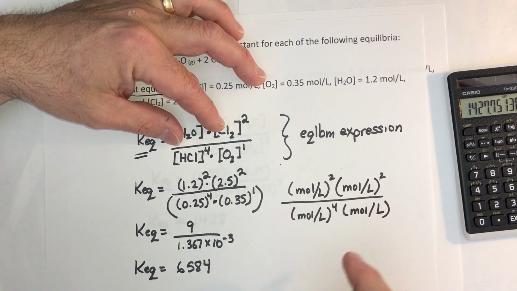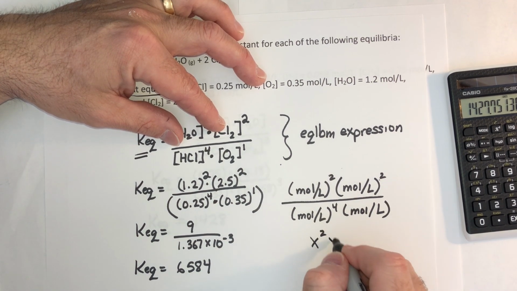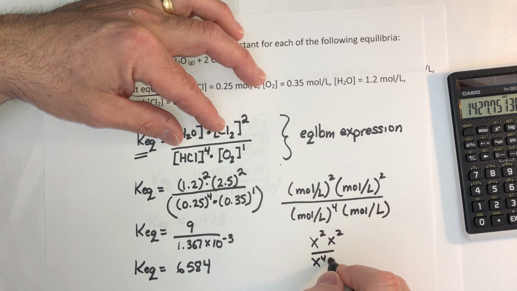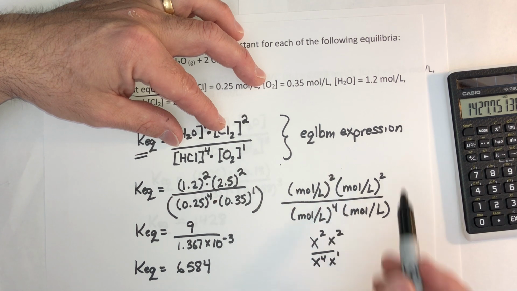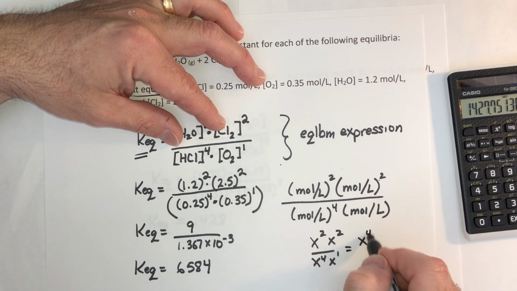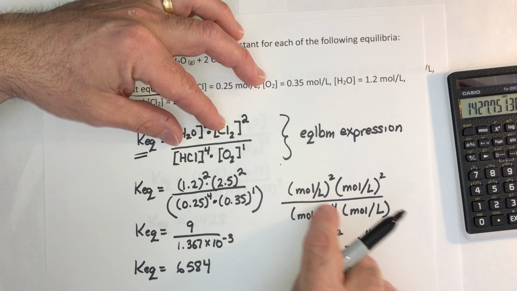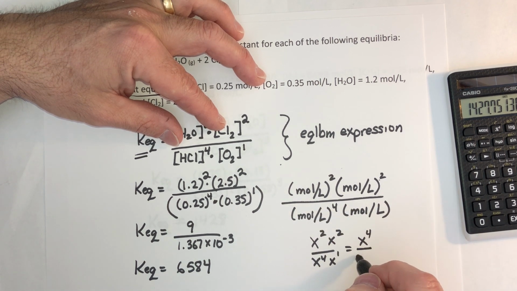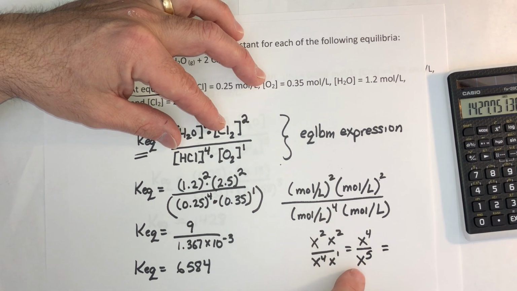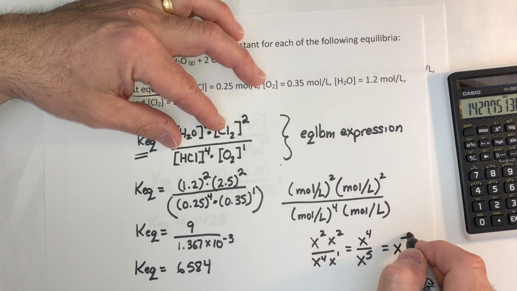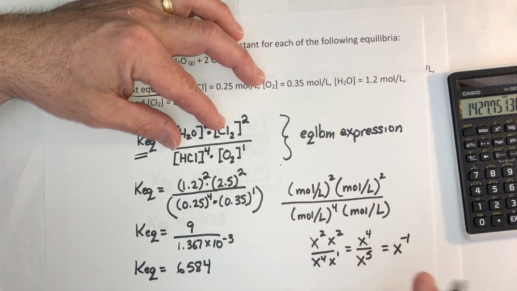Now, if you think in your math terms, this is like saying x squared times x squared over x to the 4 times x to the 1, right? If you have two things that have the same base, you can add the powers. It's like saying x to the 4. And on the bottom, this to the power of 4, this to the power of 1 is like x to the power of 5. And if you have the same base and you're doing a division, you can subtract. So this would be like x to the power of minus 1. So the units on this would be moles per liter to the minus 1.